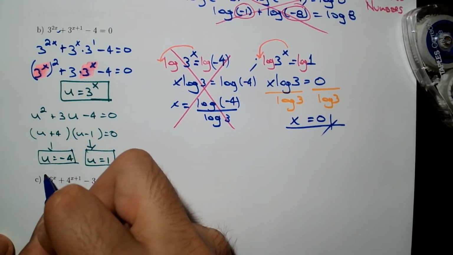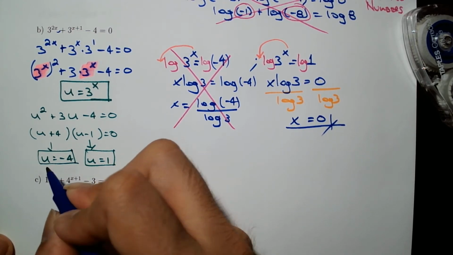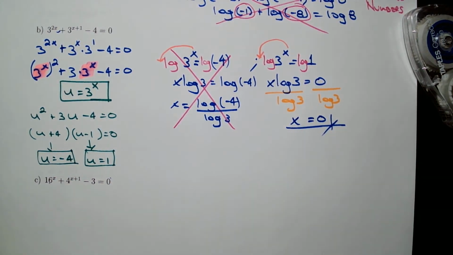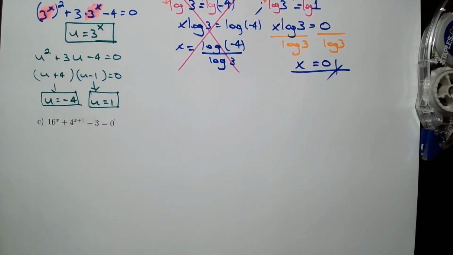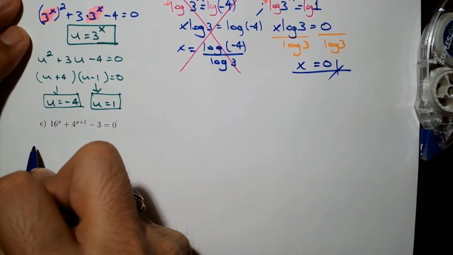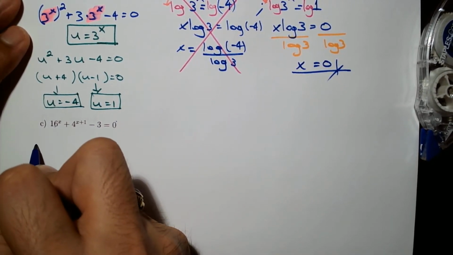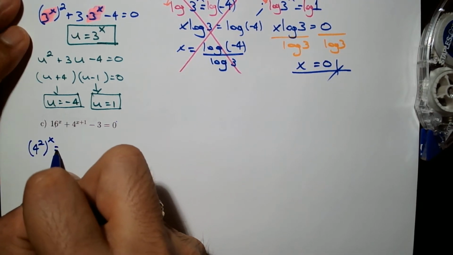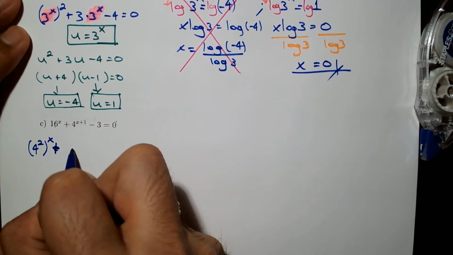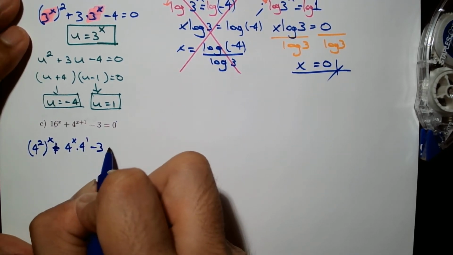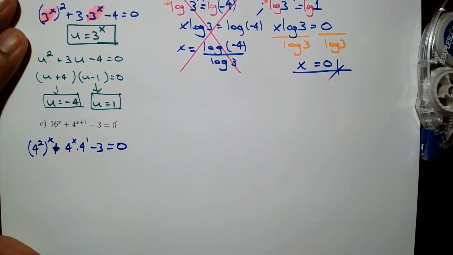So we are going to work with this term to make it look something like this, and then they will have both the same base and they will have a quadratic pattern. So this is what I'm going to do. I'm going to write this 16 to the x as 4 squared to the x power, plus 4 to the x times 4 to the first, minus 3 equals 0.